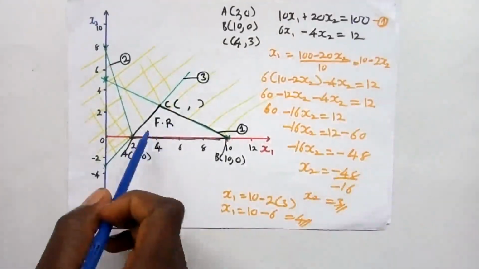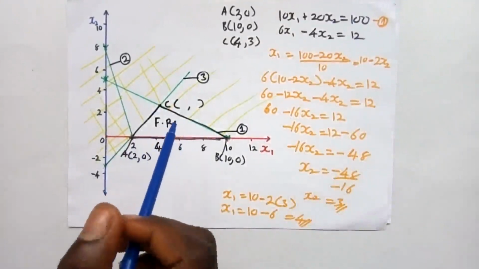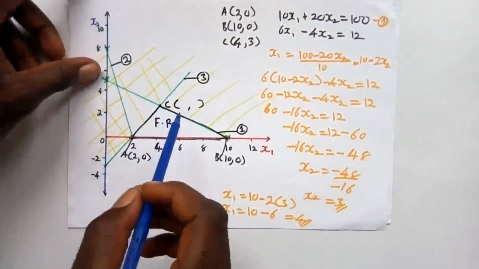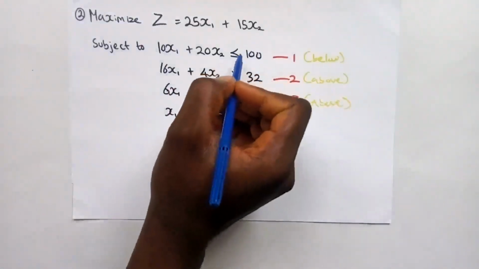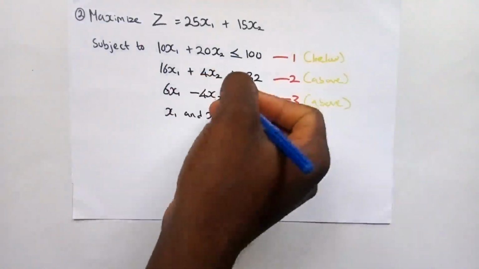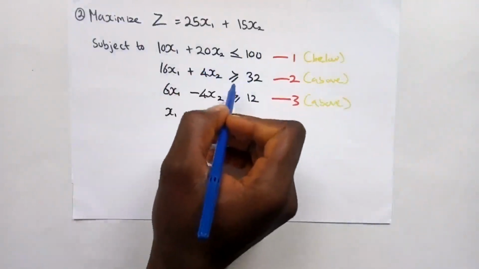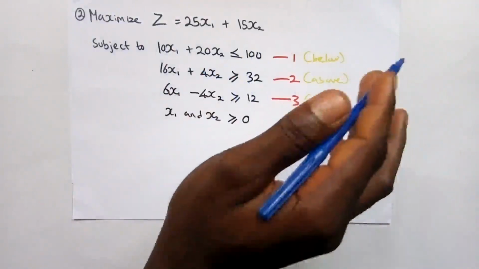Always remember that your feasible region is the region where you have the minimum cost of production or the maximum profit. And when you have the less or equal to sign, the feasible region is below. Whereas when you have the greater or equal to sign, the feasible region is above the line.